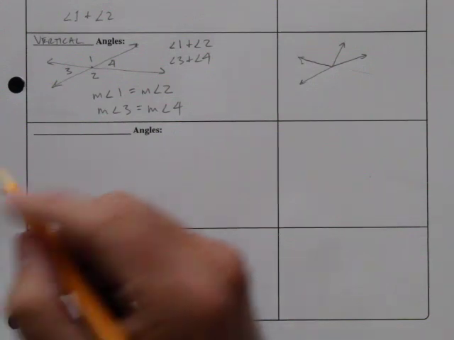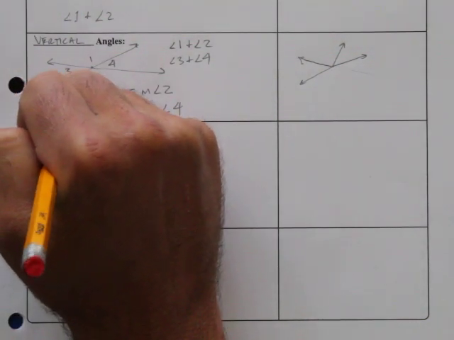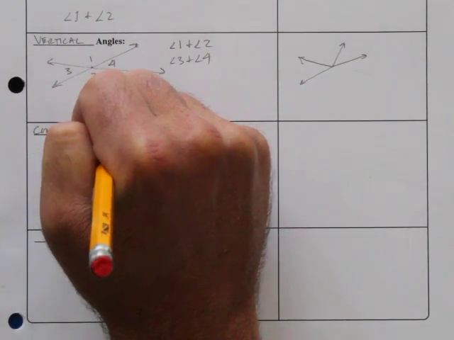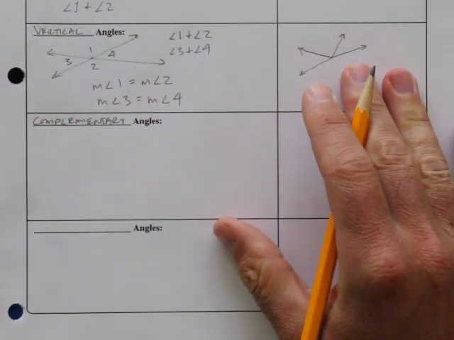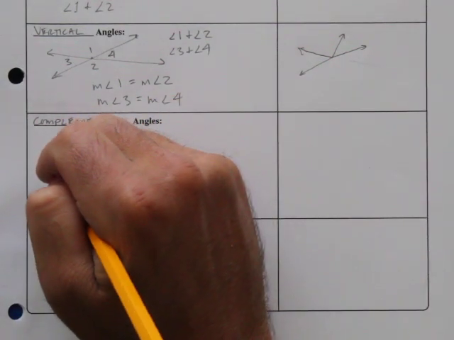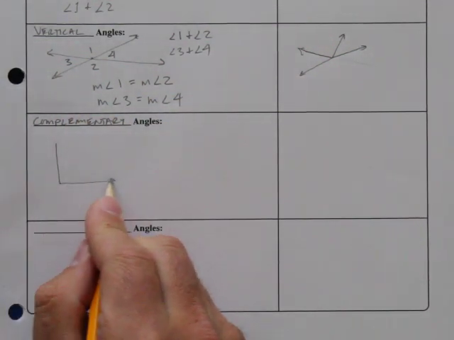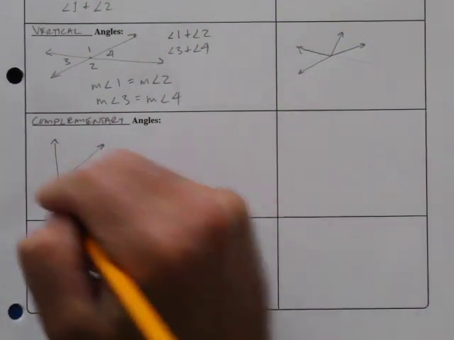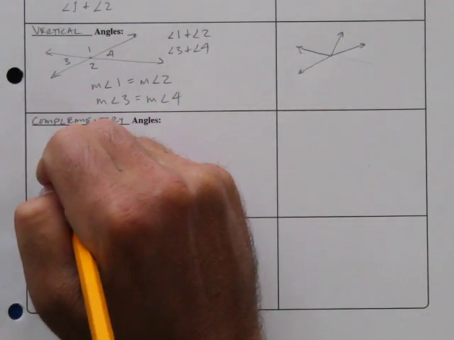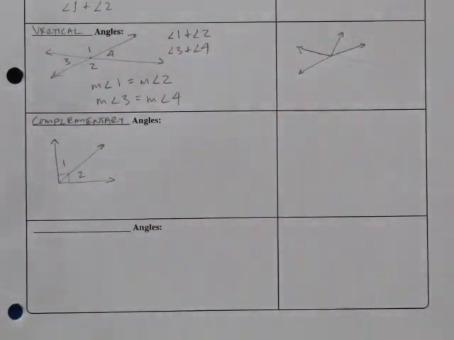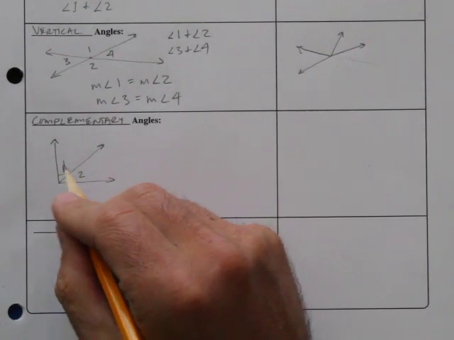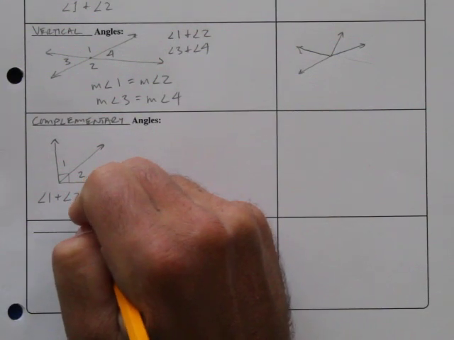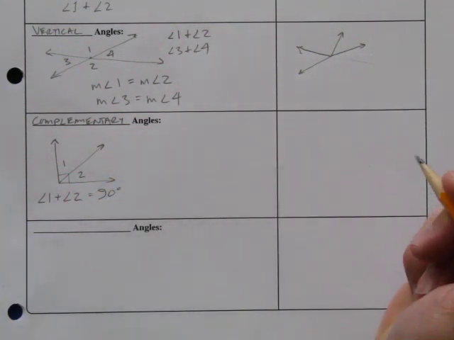Next, complementary angles. Complementary angles. So I'm going to draw a right angle, and I'm going to draw a ray that's in here. This is a right angle, and this is angle 1 and angle 2. Here we have angle 1 and angle 2. Angle 1 plus angle 2 equals 90 degrees.